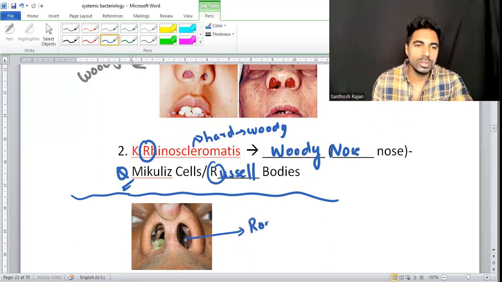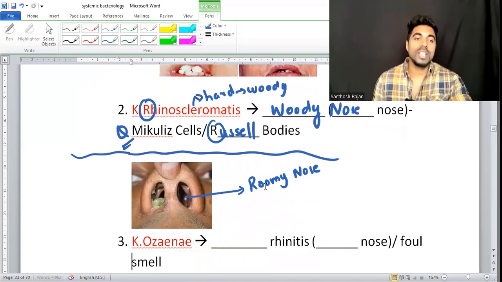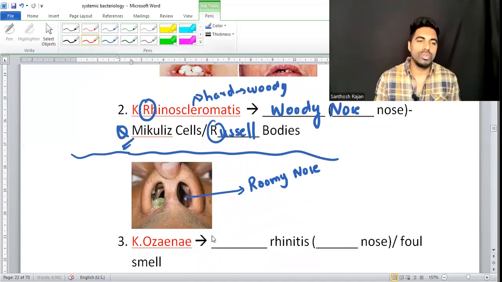Roomy or spacey nose. Right? Roomy nose or very spacey nose. So, this is seen in which one? You'll see it in Ozaena. But look, that is basically seen in which disease? Atrophic rhinitis.